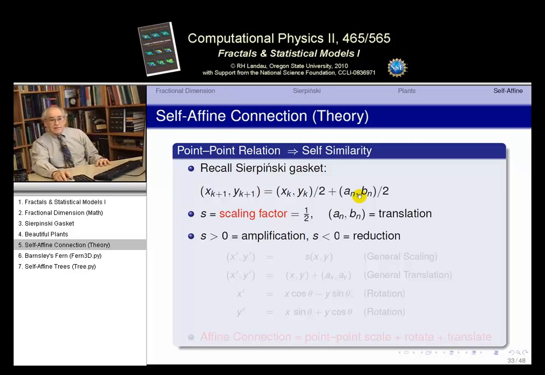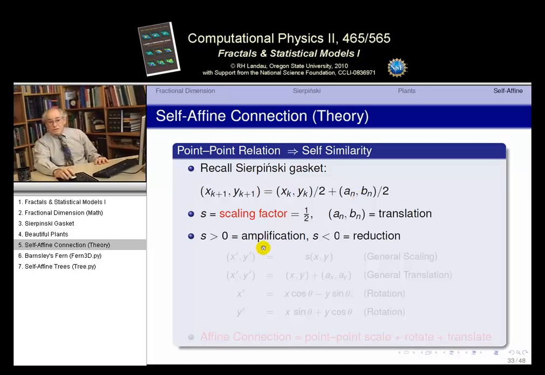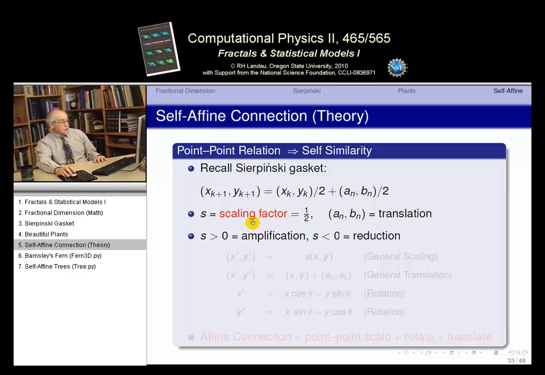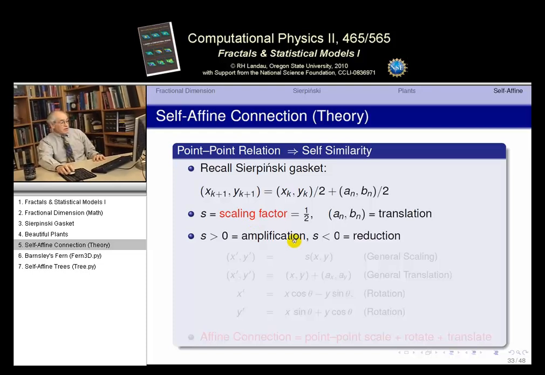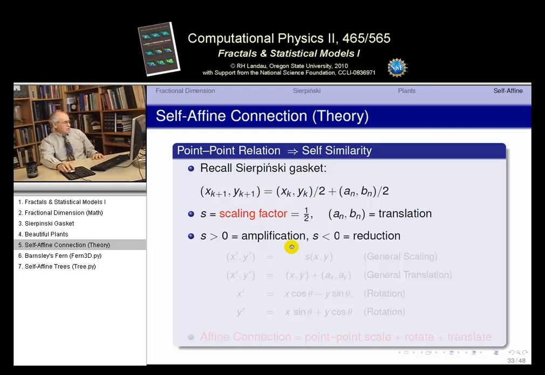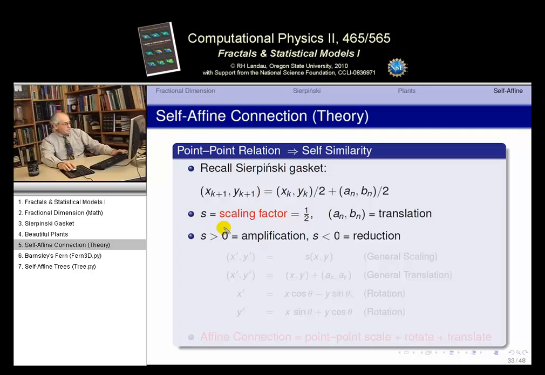If the scaling factor is greater than 0, which it is in this case, excuse me, then that's called an amplification. I think that should be amplification. I think this should be a 1, and that should be a 1. Okay.